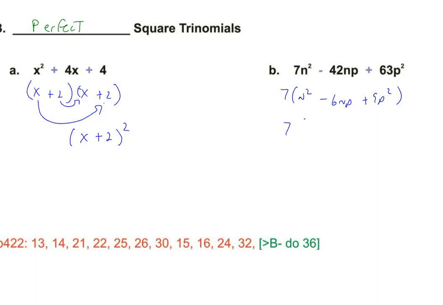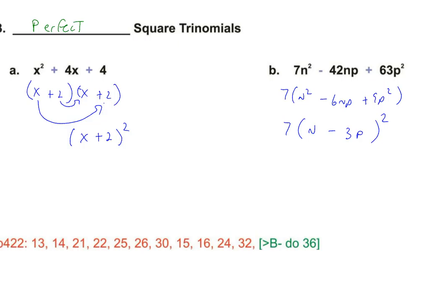So again, if you knew the pattern, you do the square root of the front, which is, say it if you know it, n, sign of the middle. What's the sign in the middle? Minus. And square root of the back, what's the square root of the back? 3p, and it's the whole quantity squared. So that is the factoring of that. If you know the pattern, if you know it's a perfect square trinomial, if not, factor it trial and error, you'll end up in the exact same place.